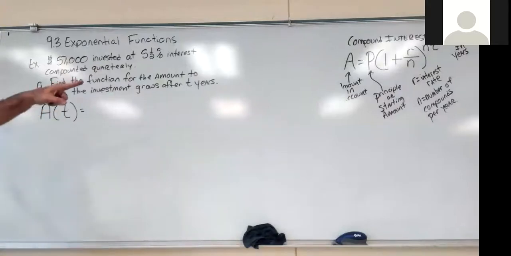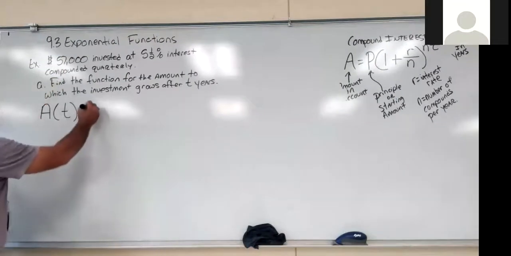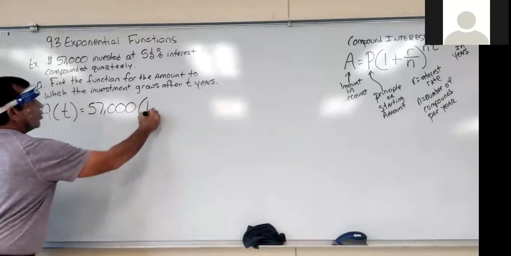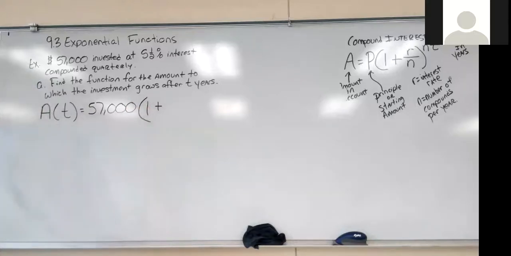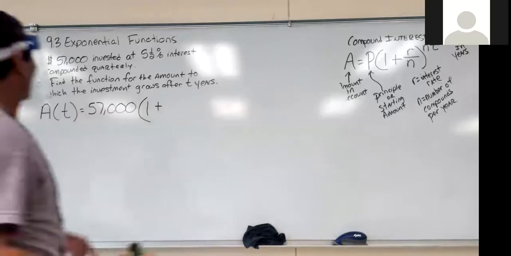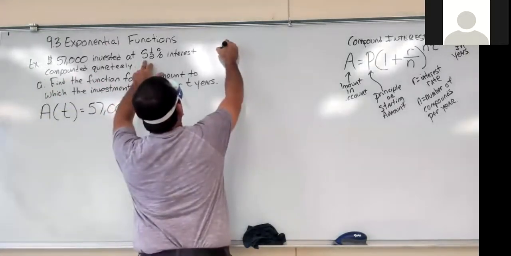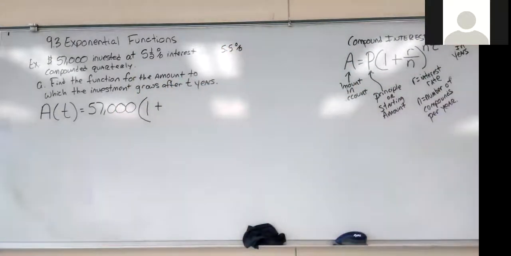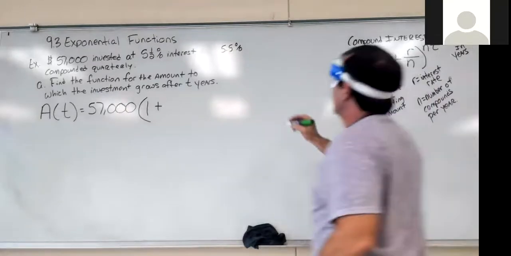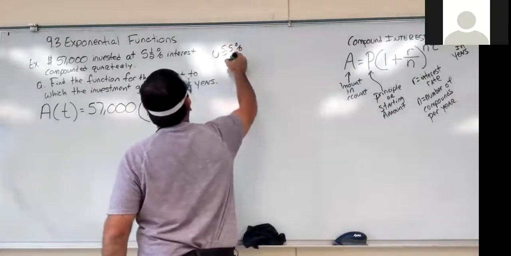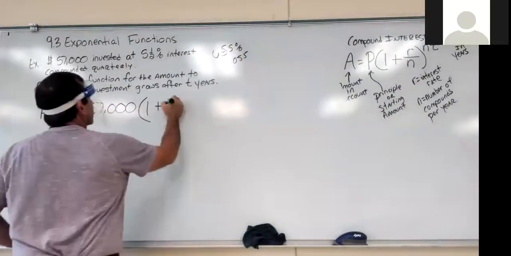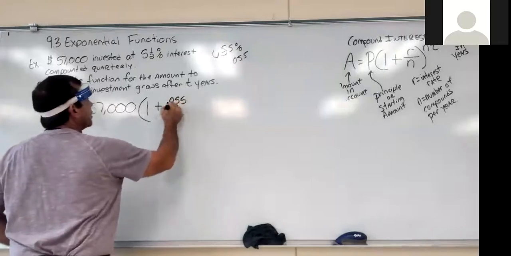Okay? P, I know P. That's my 57,000, so I'm going to bring that down. Then it's 1 plus, and if y'all figure it out, that's 5.5, which would be 5.5% in decimal form. But I have to move that decimal left to get rid of these percents. So that's going to be 0.055, okay? So I have 0.055 on top.